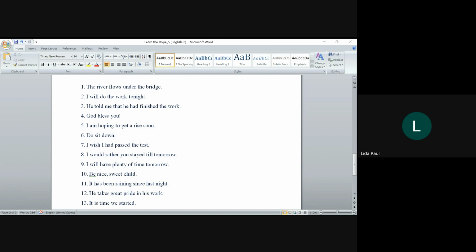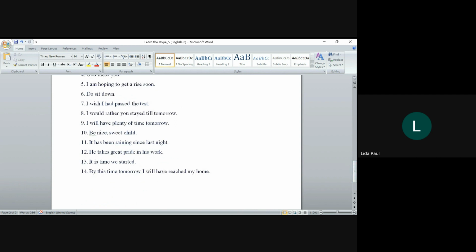Eleventh one: It has been raining since last night. It's very easy. Indicative. He takes great pride in his work. Indicative, right? Next one: It is time we started. Indicative, right? And the last one here: By this time tomorrow, I will have reached my home. Indicative, right?